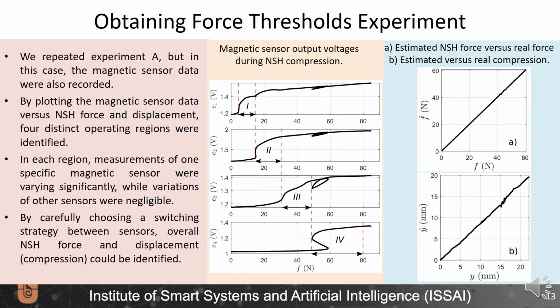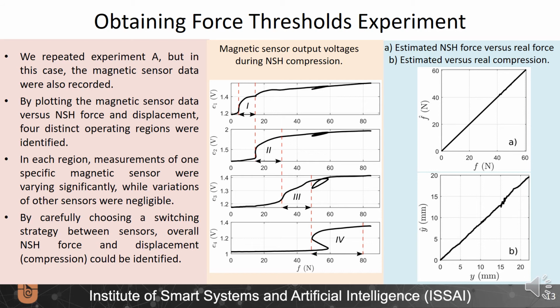The results are presented in this slide. First figure in the slide shows the output of magnetic sensors as the voltage. As a result, we can measure overall force and displacement by switching between sensors. It implies that we use different magnetic sensors data for different force values applied.